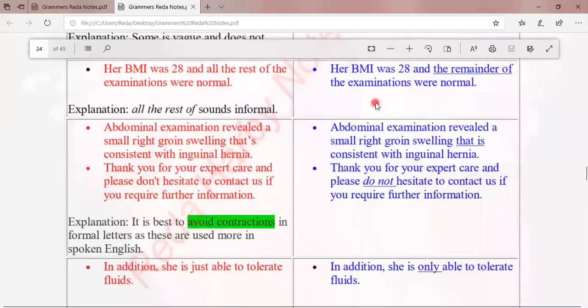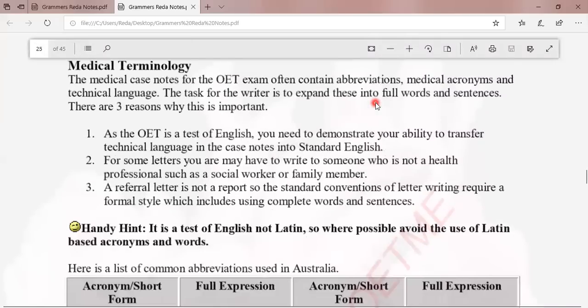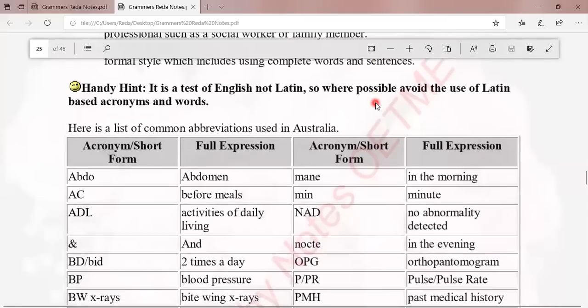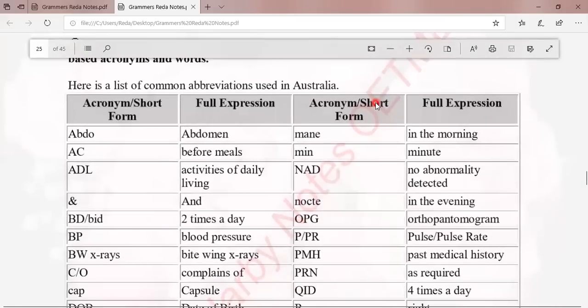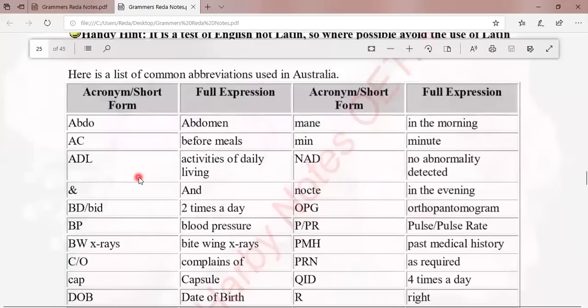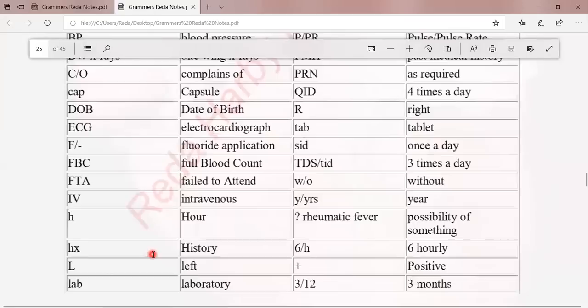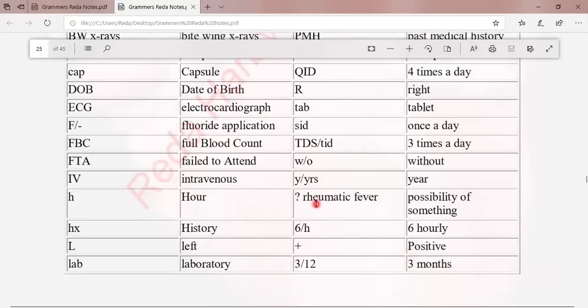And about the formality also, and the medical terminology, you have to concentrate with this: BID twice per day, OM in the morning, ON at night, and abdomen, AC before meals, ADL activities of daily living, C/O complaints of, DOB date of birth, ECG, full blood count, and you have to know this. This means possibility of something.